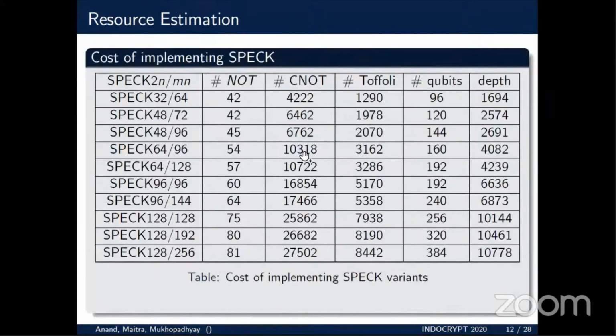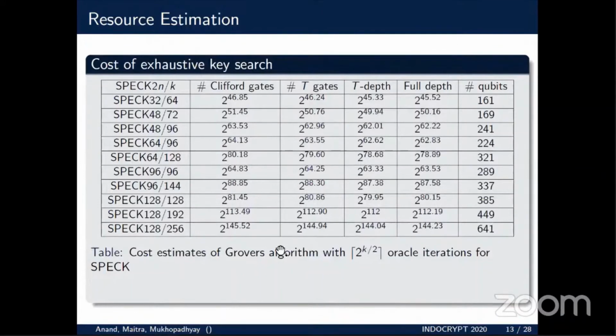And then to estimate the cost of the exhaustive, complete key search, we ran Grover's algorithm for 2 to the power k by 2 iterations, and we can estimate that the results are almost something like this. These are all approximate numbers.